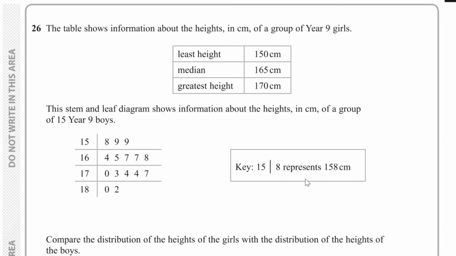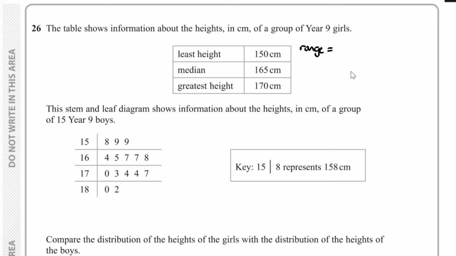And now for question number 26, the table gives information about the heights in centimetres of a group of Year 9 girls. So we've got the least height, the median and the greatest height, and we've got a stem and leaf diagram here which shows the information about the heights in centimetres of a group of 15 Year 9 boys. And what we have to do is compare the distribution of the heights of girls with the distribution of the heights of the boys. But what we can do here is work out the range.